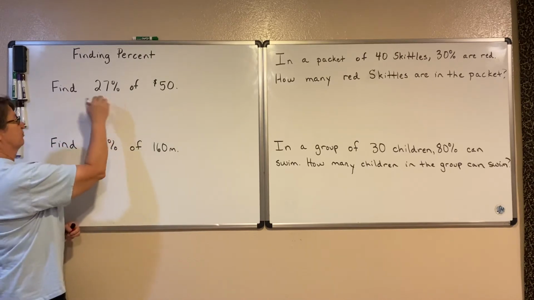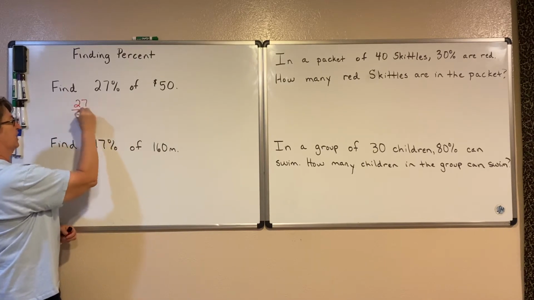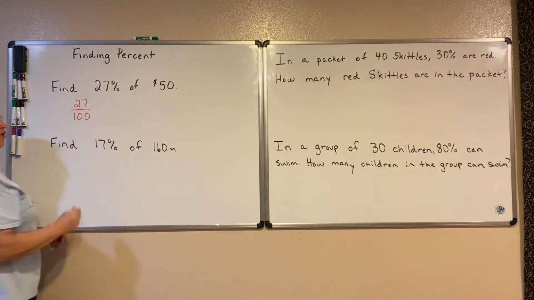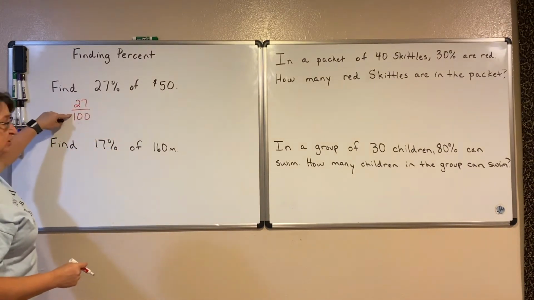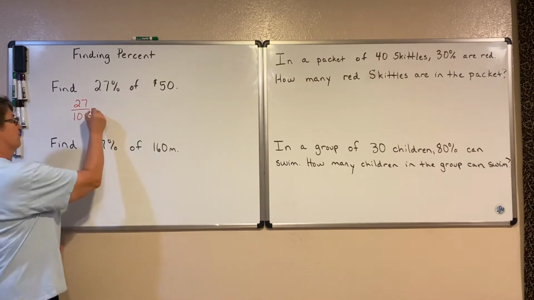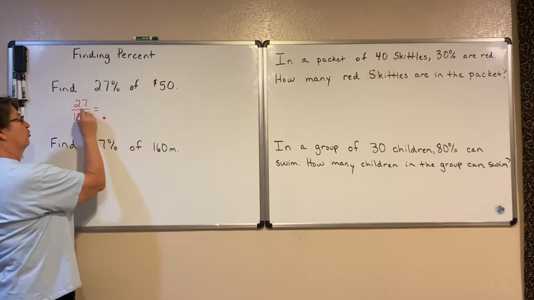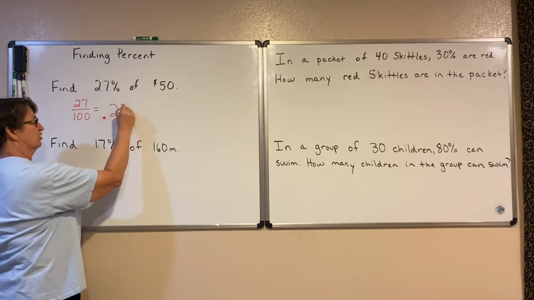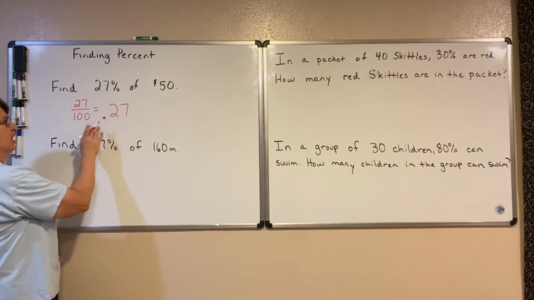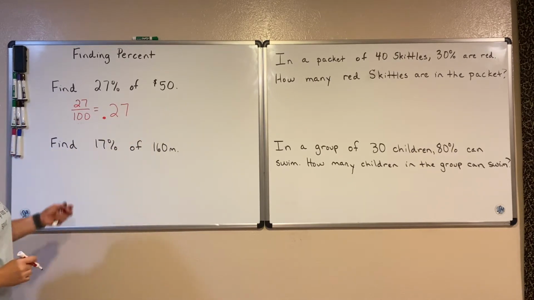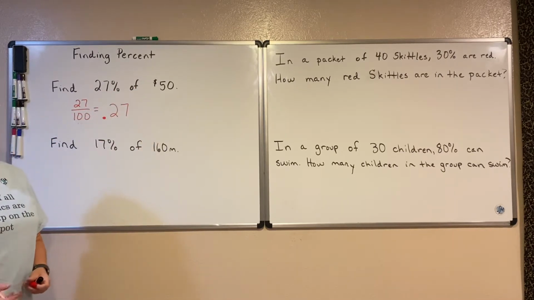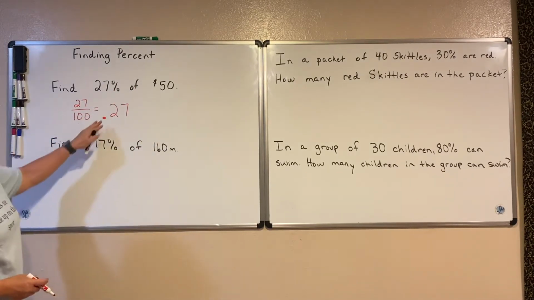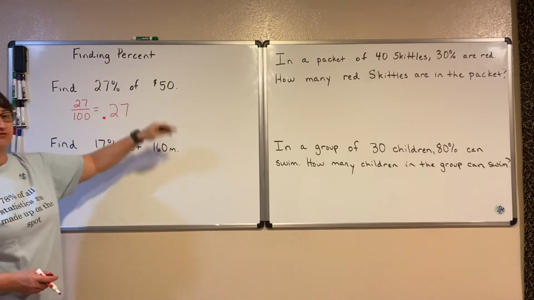Remember that 27%, you just take the percent sign and turn it into a denominator of 100. So I can write 27% as a fraction. I can also write that 27% as a decimal, where the 7 is in the hundredths place, 27 hundredths. When I am finding a percent of a number, I'm just simply going to multiply. So I'm simply going to multiply this 27 hundredths times 50.